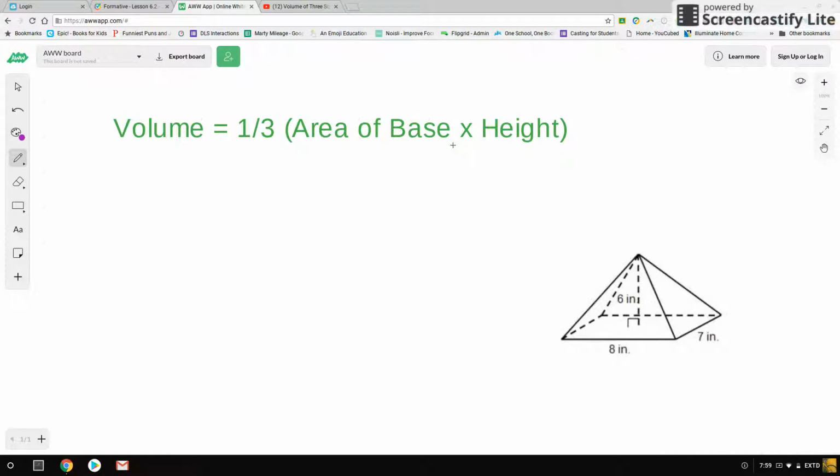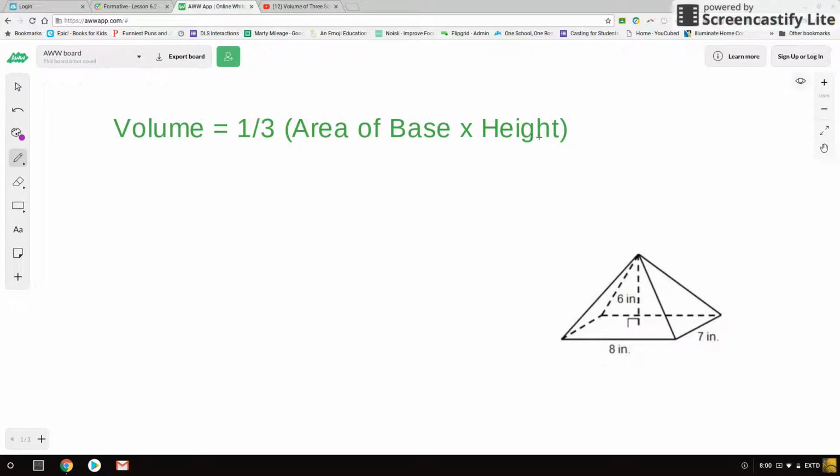Whenever you're figuring out a pyramid, we have to take a look at that base, or the bottom part, the flat part that's going to be on the table or on the ground if you were sitting that pyramid up. But we have to add this 1/3 in there because, unlike a prism, it comes to a point. We're going to watch a video after this in your lesson today that will demonstrate why 1/3 works. But this video is about using the formula.